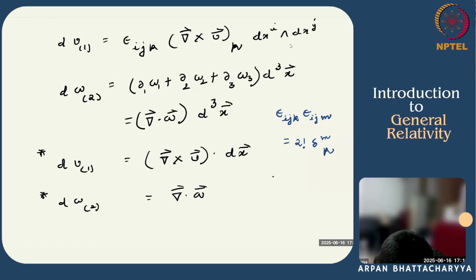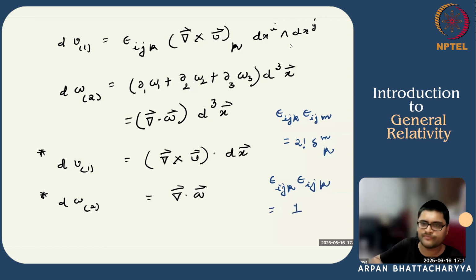And also, if you have contracted all three indices, this will just give you 1. It should be well known from your vector calculus. One needs to use this again and again in many contexts. It's just to remind you that this kind of manipulation we have done. Okay.